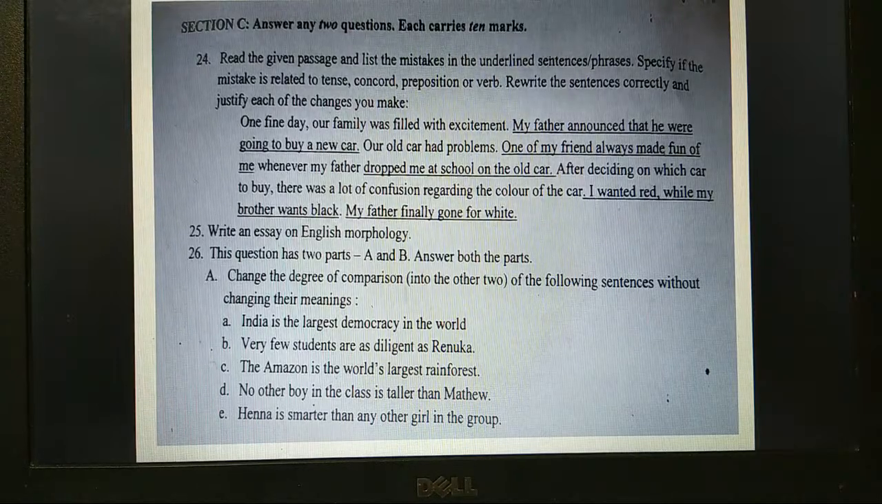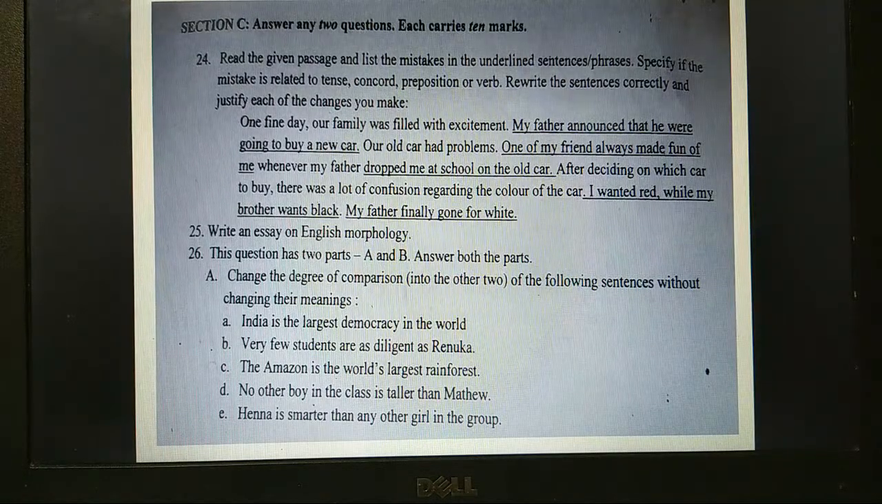Change the degree of comparison into the other 2 of the following sentences without changing their meanings. Okay, number 1: India is the largest democracy in the world. The given sentence is superlative, the largest. So we have to change it into the positive and comparative. Large, larger, largest. Okay, so we will use the positive first.